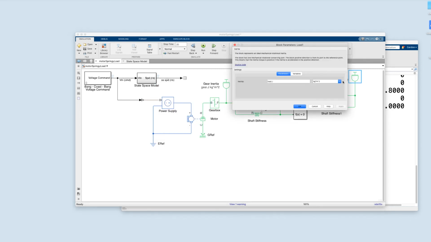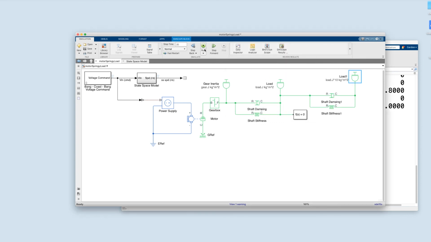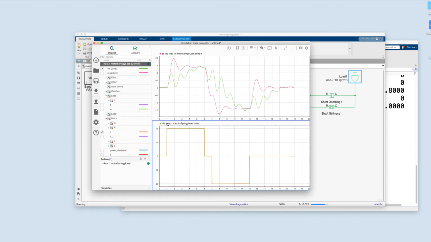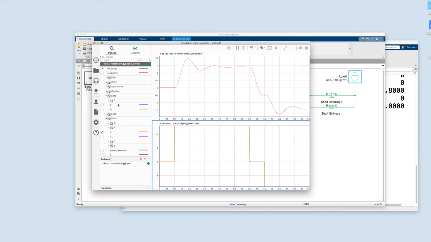So let's go ahead and change this inertia. I'm going to, I don't know, multiply it by 10 or something. And I now have a new model. Brand spanking new model. This is called load 1 over here. So when we look at it in the data inspector, it will be called load 1. Now notice the state space model no longer matches up with our Simscape model, which is totally fine.